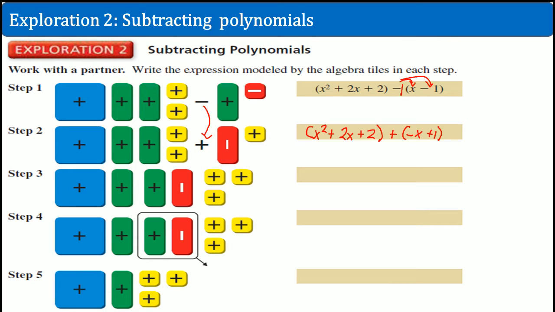So what happens next? Okay, now they rearrange and group things. So again here you had the x squared. Okay, then the two x's are right there. So this is plus 2x. Then they brought that over, so that is your minus x.